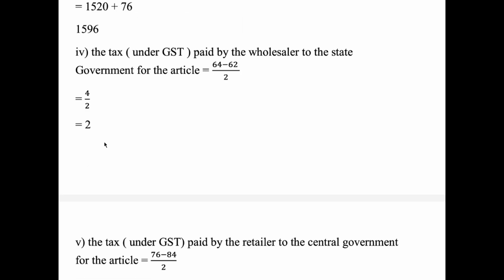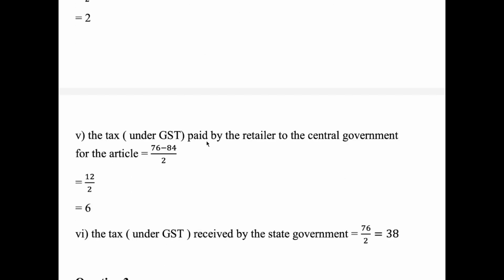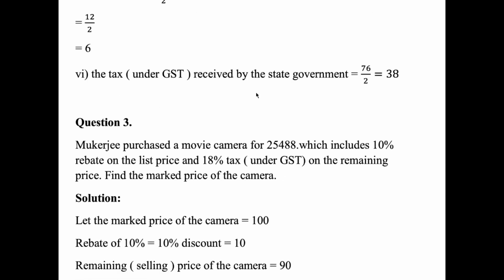Now come to the next part. The tax under GST paid by the wholesaler to the state government for the article is 64 minus 62 by 2, so that comes to 2. The tax under GST paid by the retailer to the central government for the article is 76 minus 84 by 2, so negative figure is negligible. You have to take the absolute value, that is 12 by 2, which is equal to 6. The tax under GST received by the state government is 76 by 2, that is 38.